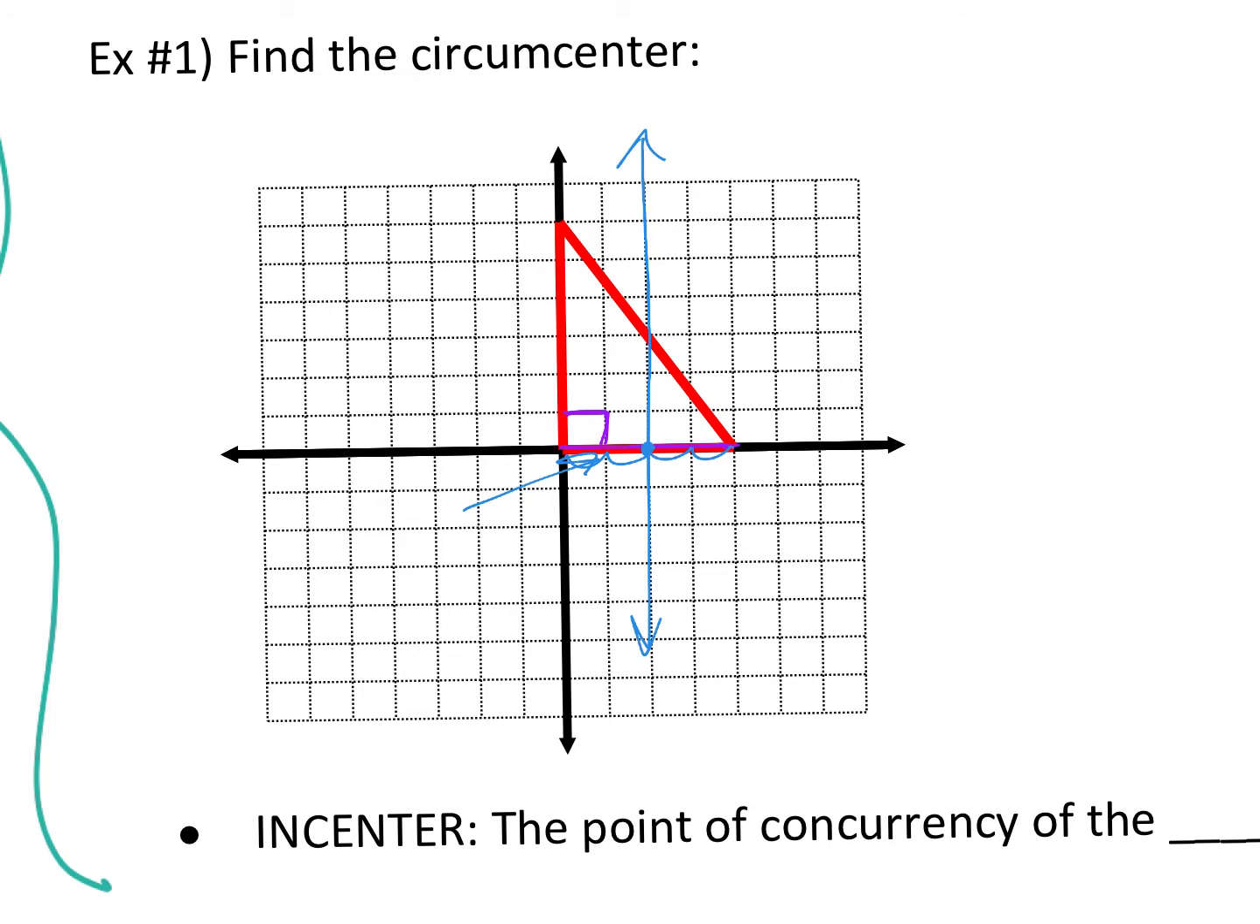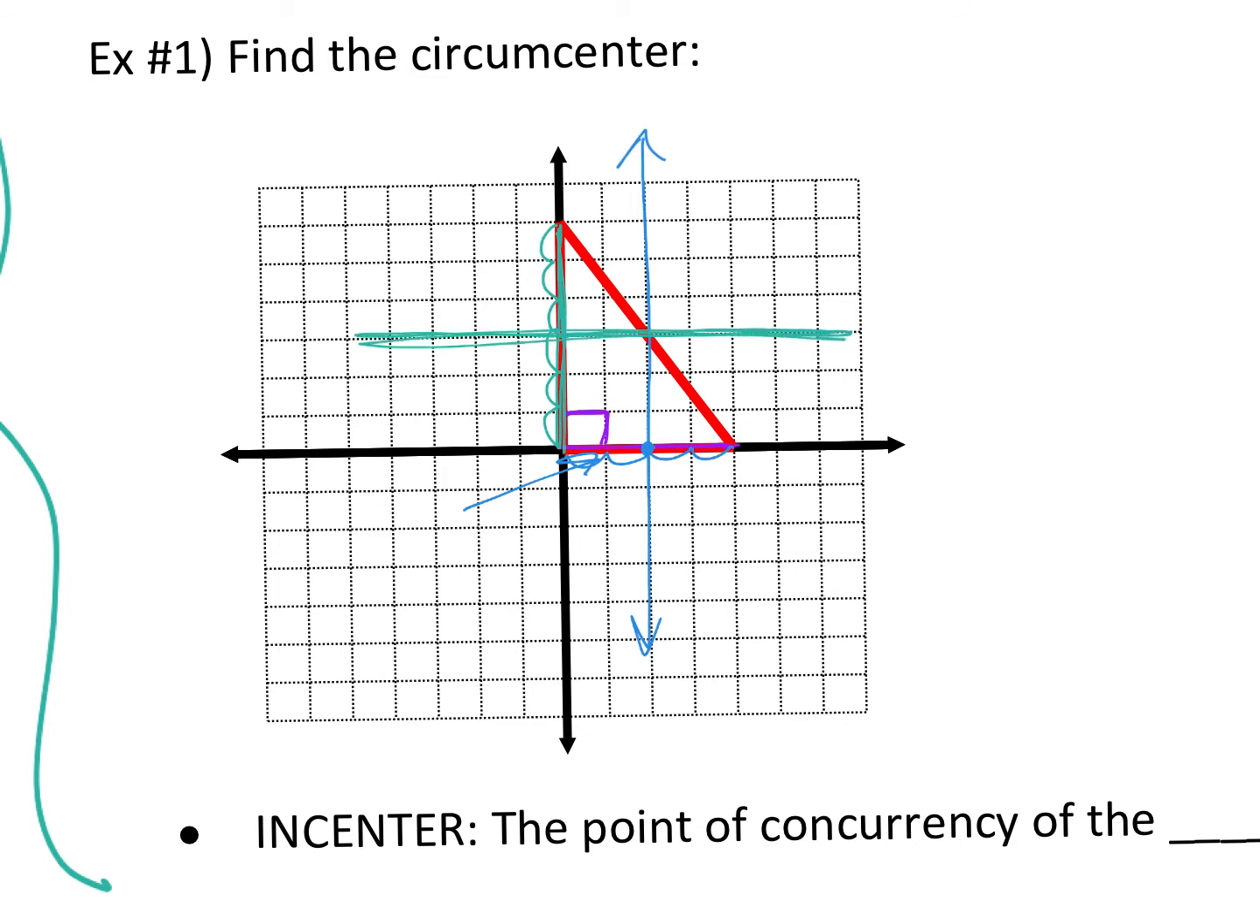The other one that's going to be easier to do is if we do the perpendicular bisector of this vertical segment. That one is 1, 2, 3, 4, 5, 6 units. So we want to go halfway through, so 3 units, 1, 2, 3, and go perpendicular. What's perpendicular to a vertical line? A horizontal line. So you're going to go horizontally through that.